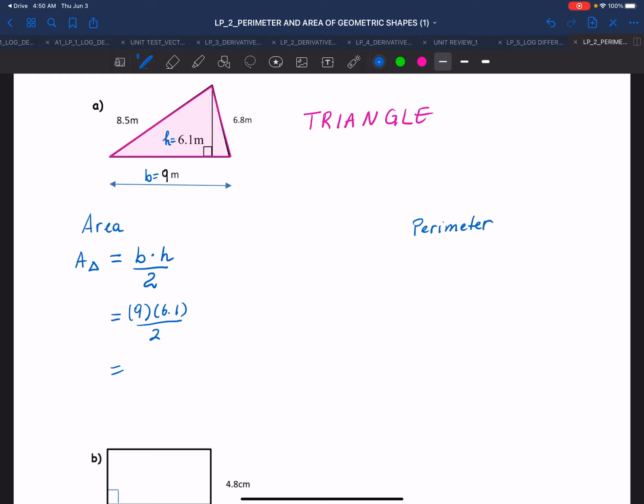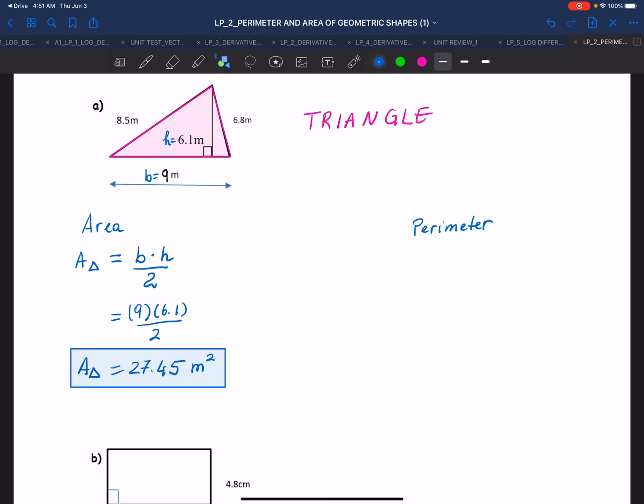And I'm using my calculator here on the side to perform this division. So we have 9 times 6.1 divided by 2, which is 27.45. And that would be the area of the triangle. Now remember one last thing, very important, unit measurements. Since the lengths are measured in meters, then the area is measured in meters, but because it's area, squared. And I like to box my answers usually.